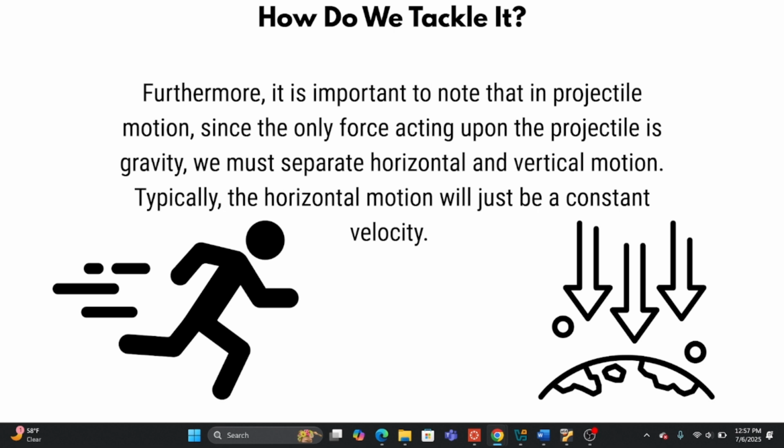It's also important to note that in projectile motion, since the only force acting on the projectile is gravity, we have to separate horizontal and vertical motion. This is because gravity only acts down, so it only impacts the vertical motion. And so because of that, horizontal motion will usually just be a constant velocity.